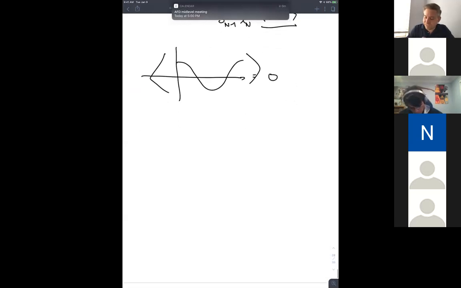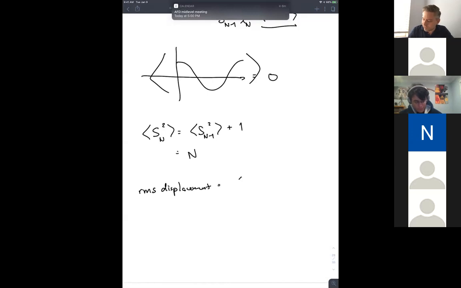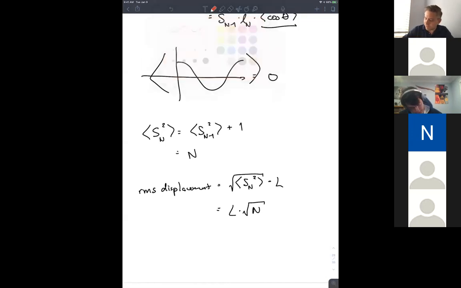So in 2 dimensions, it turns out this is still true. The average of S sub n squared is still equal to n. So the root mean squared displacement is just equal to the square root of the number of steps, times the average step size. So what we get is that the average displacement of a random walker in 2D is the square root of n times the step size. Big red boxes.